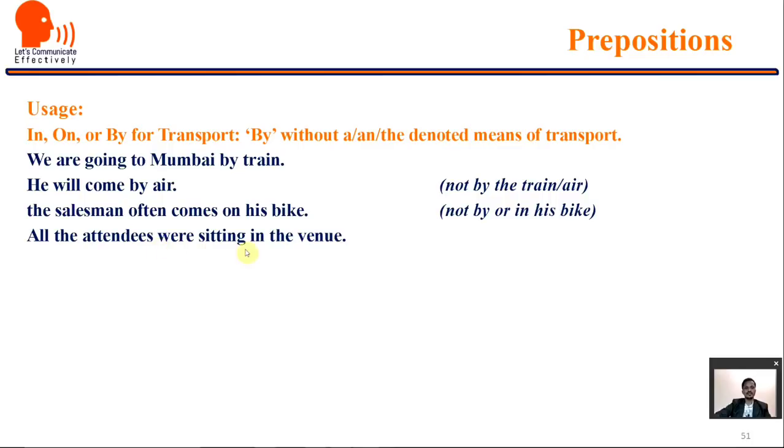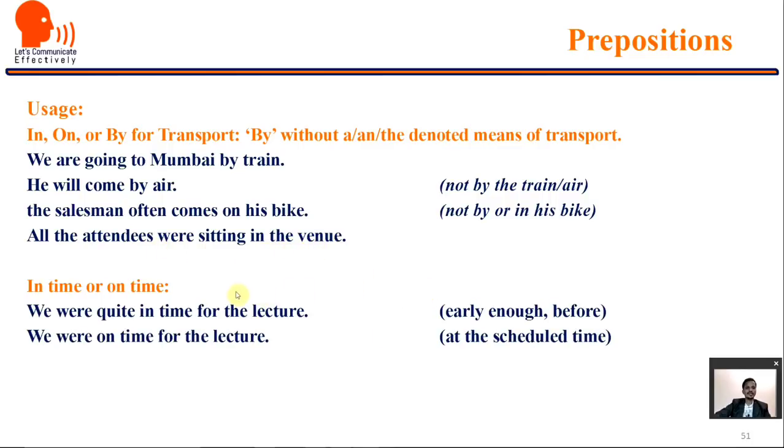All the attendees were sitting in the venue. In time or on time, the simple rule is: we were quite in time for the lecture. So it indicates when you are early, when you are before the scheduled time, we say in time, and when you are exactly on time, we use on time. We were on time for the lecture.